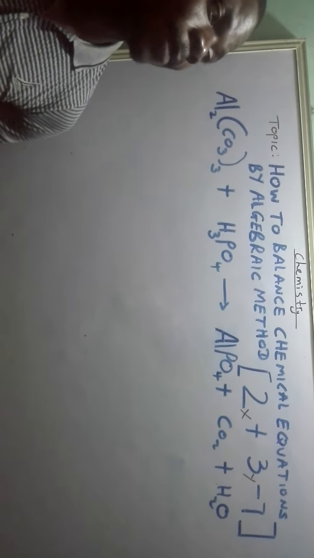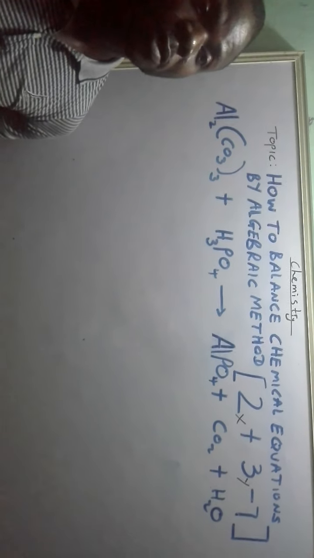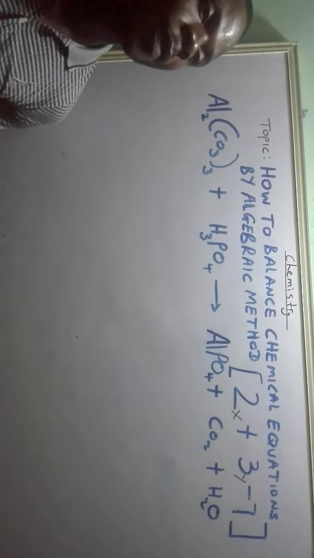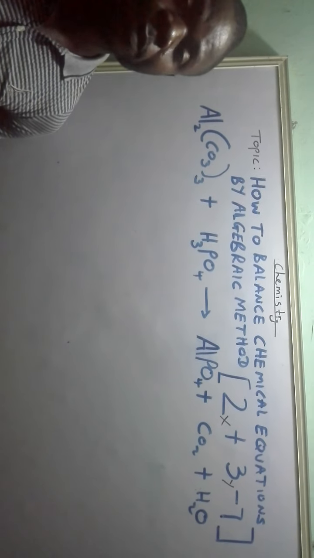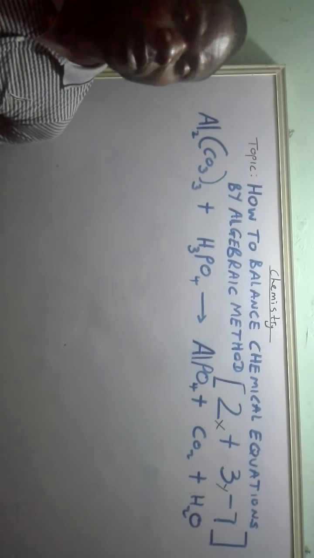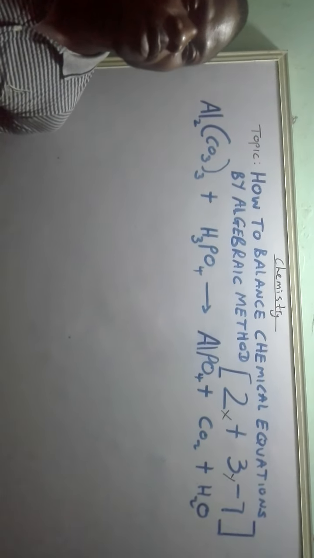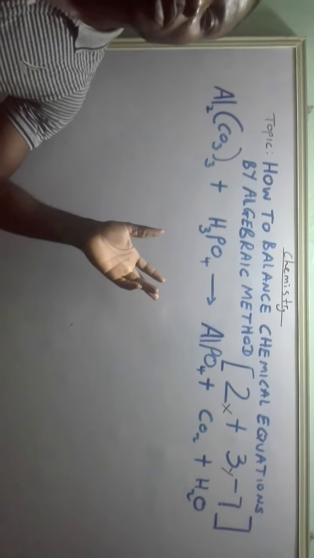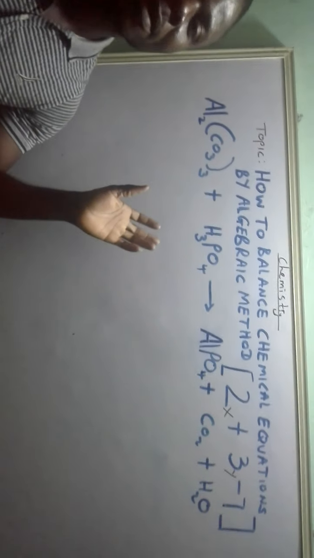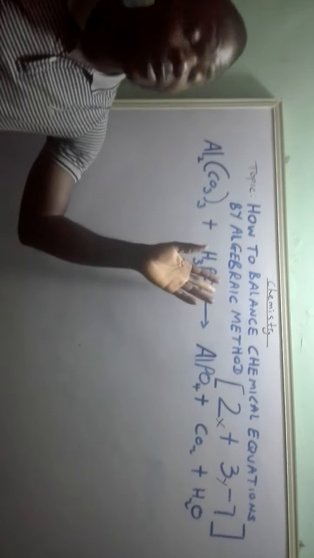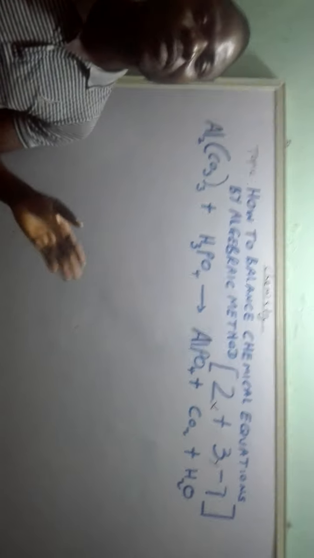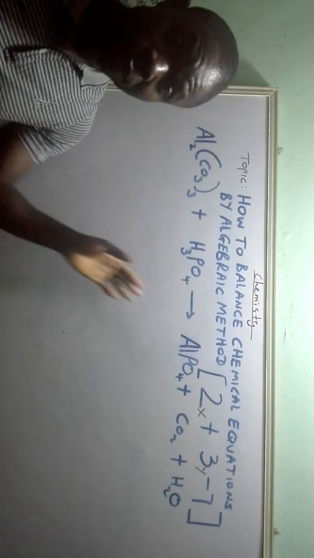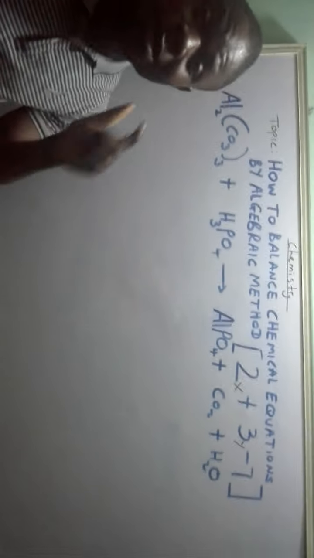How are you today? I'm about to take you guys through a chemical equation. I want to use the algebraic method to solve it for you. It's very easy. Because when you were in school, you were taught trial and error, which normally gives you a headache. But this algebraic method is straight and simple, and you just go straight to the point. But you have to be attentive.